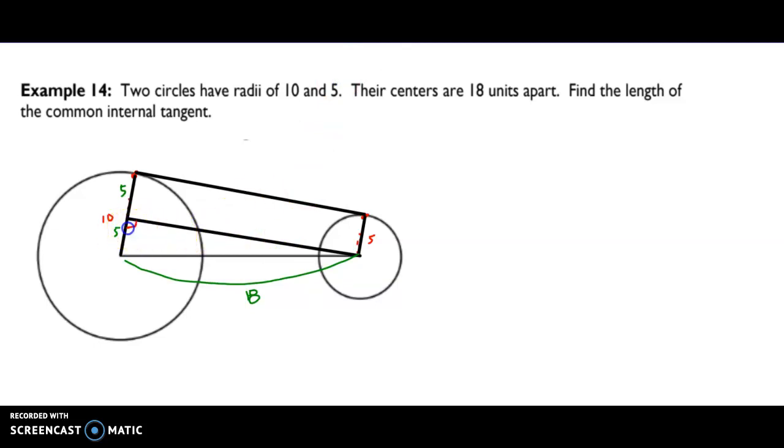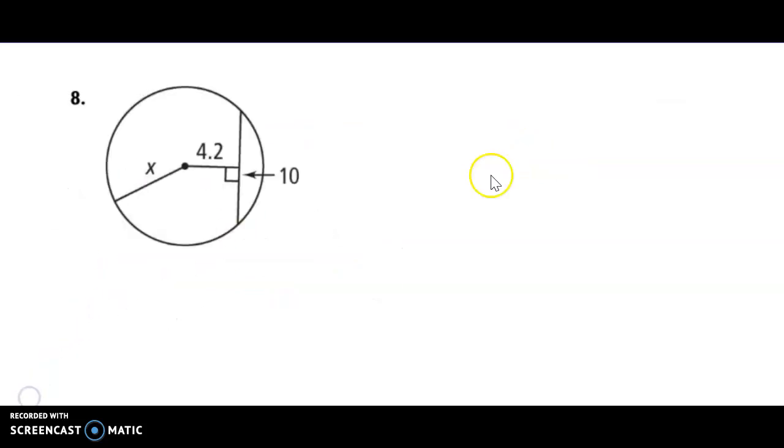And here's our right triangle. If this is a right angle, this is what we're looking for right here. That's our X. So we have x squared plus 5 squared is equal to 18 squared. So there it is. Hopefully that helps.